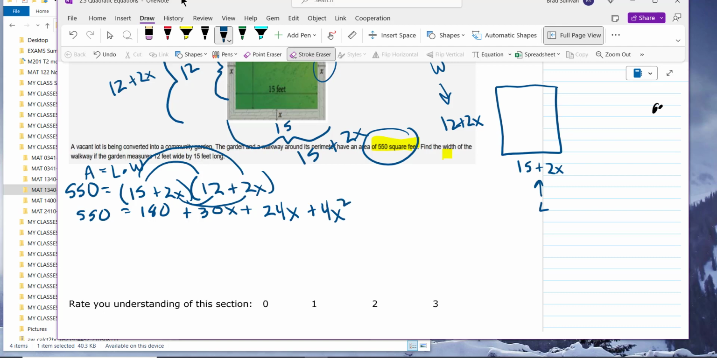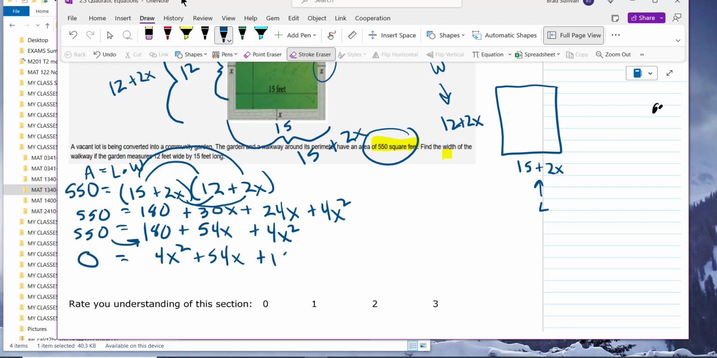Okay? So you can collect like terms. You would have 550 equals 180 plus 54x plus 4x to the second, like that. Okay? So now we're going to go the quadratic formula on this, but what do I need to do next? Move the 550. You got to get one side equals 0, so you'll have 0. And I'm going to rearrange how I write this. I'm going to write the 4x squared, then the 54x, then the 180 minus 550. Okay, you need to have the highest power first and write that in descending order.